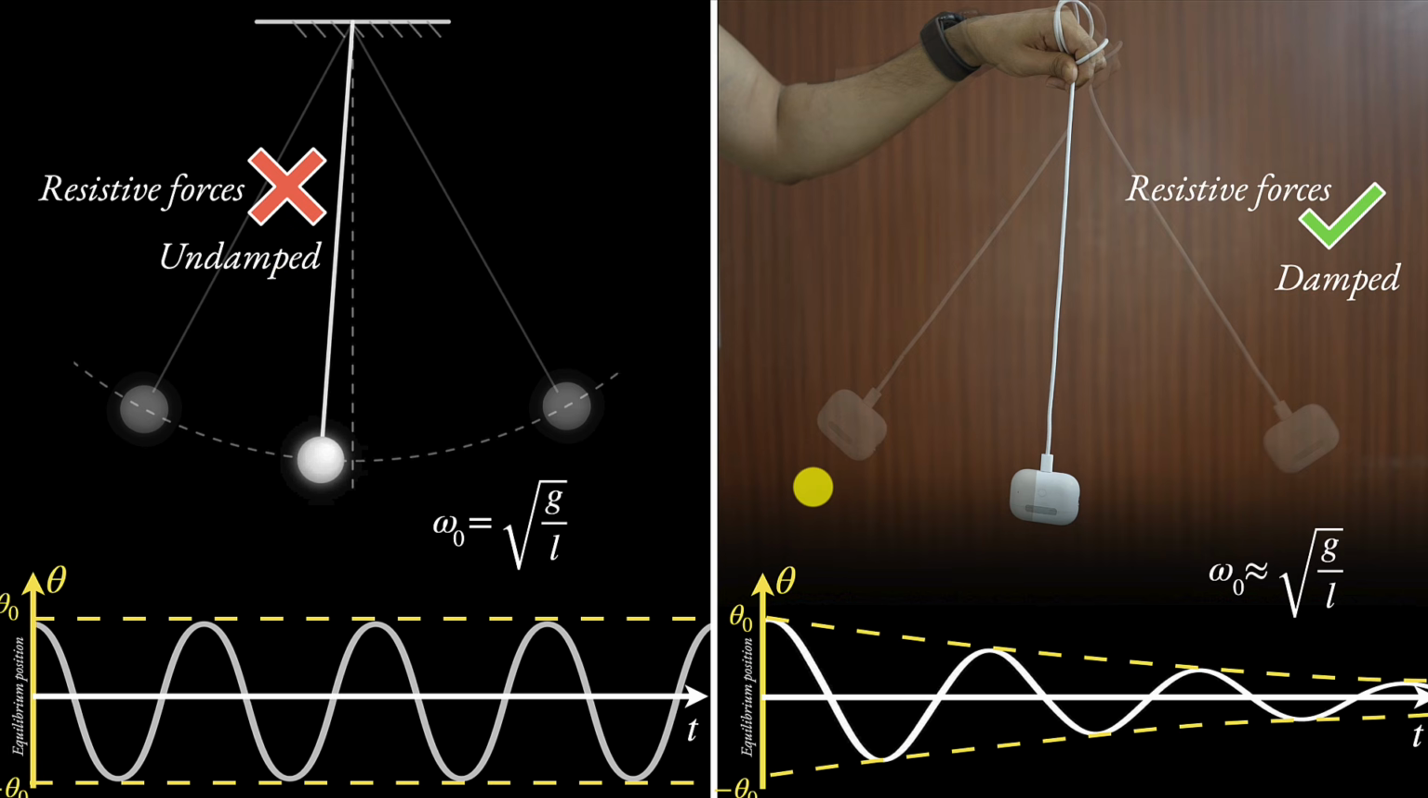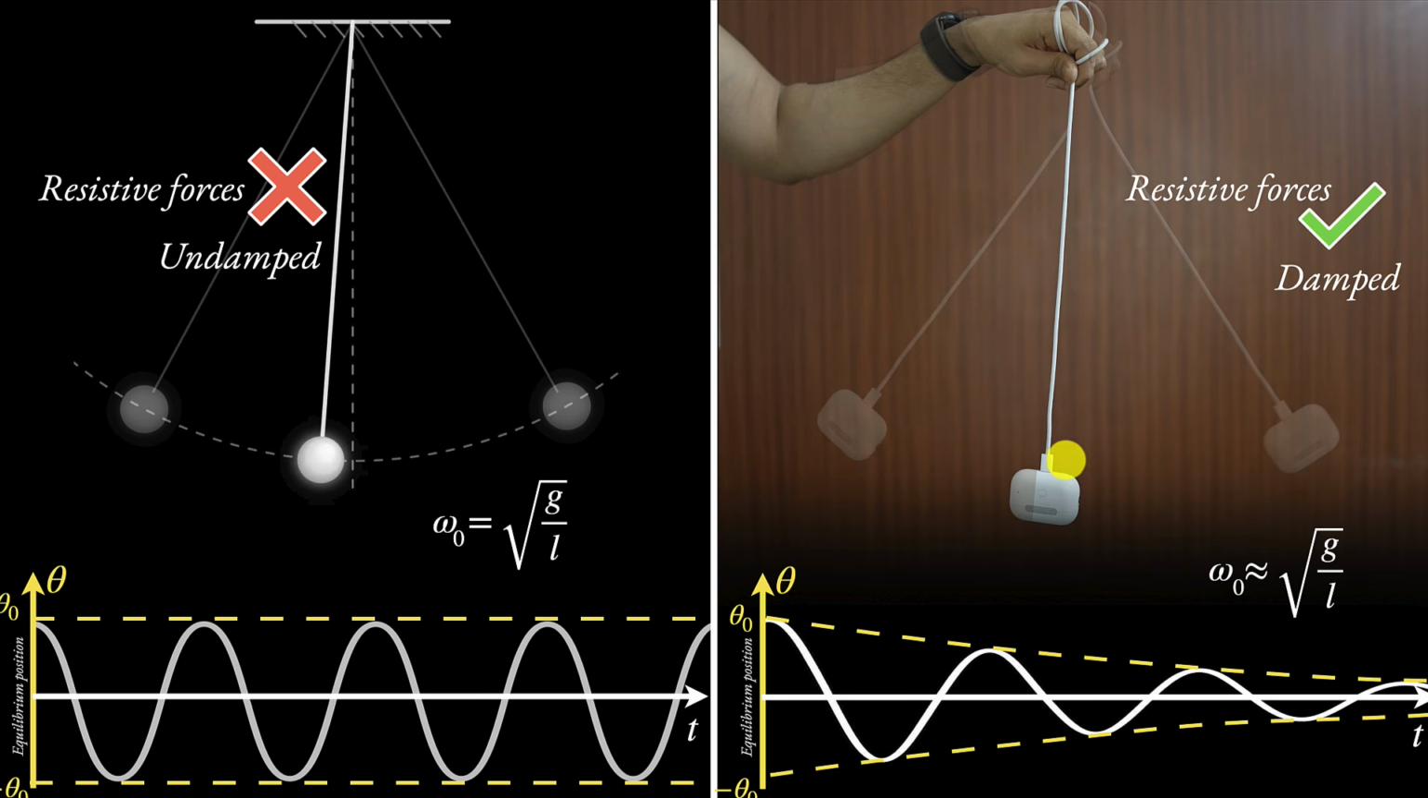So long story short, whether the oscillator is damped or not, the natural frequency, the frequency with which it naturally vibrates or oscillates when you disturb it and let it go, is approximately the same, and it's given by this expression for a simple pendulum, and the same idea applies to any other oscillators, okay?